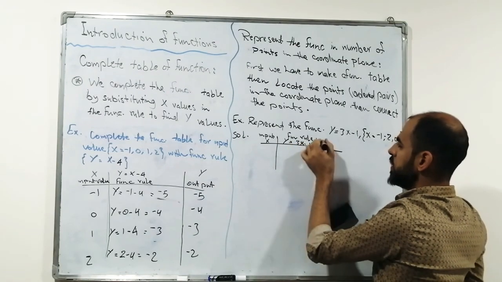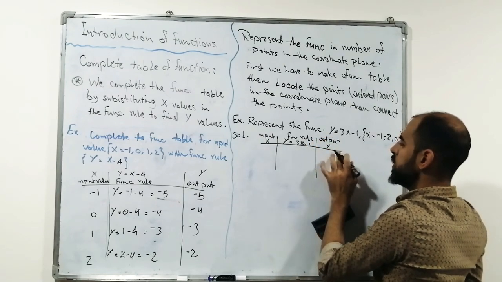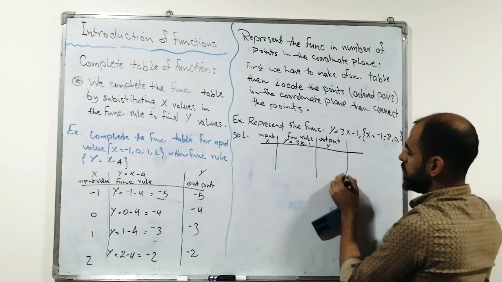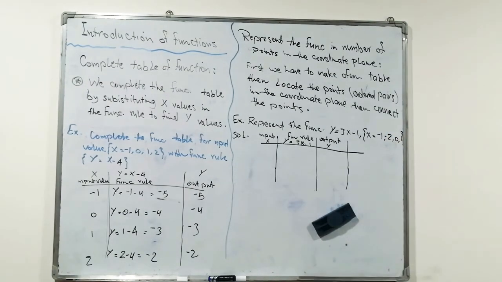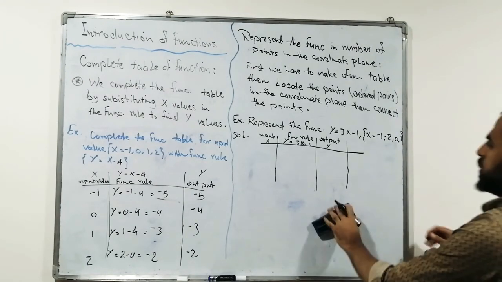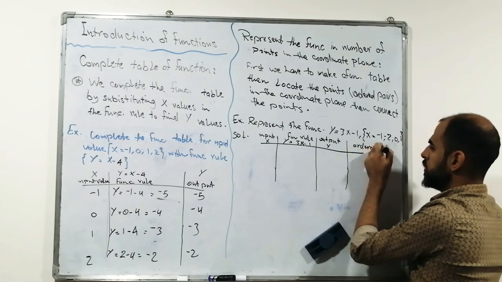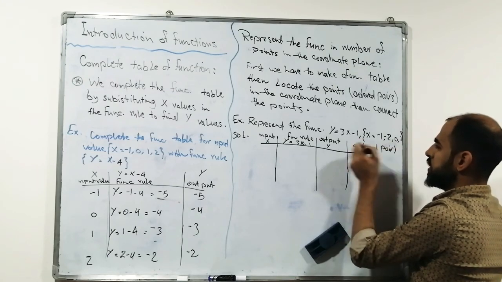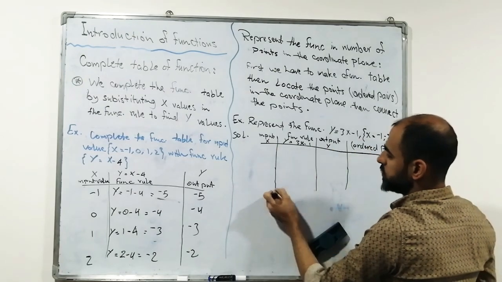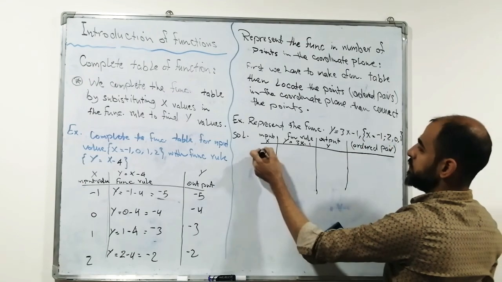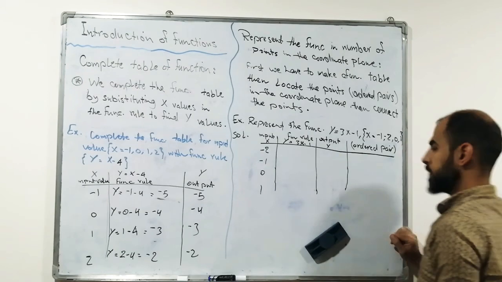And we have the output, which is y, but here we will add one more column, which is the ordered pair, that we obtain from x and y. Okay, so the values of x given are minus 2, minus 1, 0, 1.